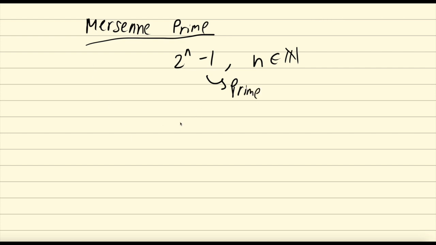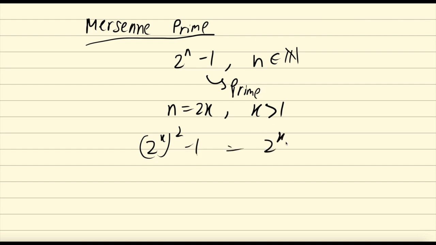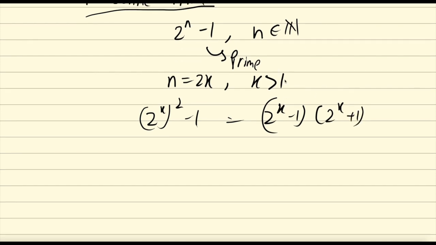Another interesting fact about this: let's say n is an even number, n = 2k, where k is greater than 1, so n is an even number greater than 2. If we write 2 to the power n minus 1, we can write this as 2 to the power 2k minus 1, which is (2 to the power k minus 1)(2 to the power k plus 1). If k is equal to 1, the first factor becomes 1 and the second becomes 3, so 3 is a prime number.